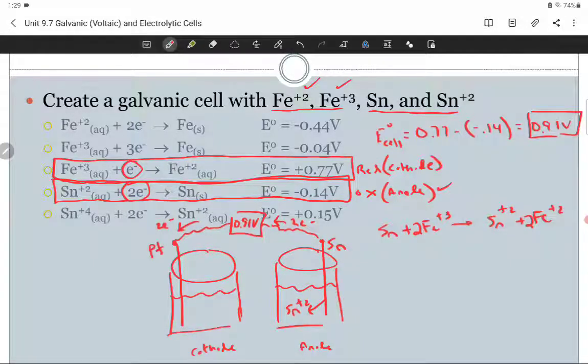We need iron plus 3 in there, 1 molar, and iron plus 2 in there, 1 molar. And it's the iron plus 3 going to iron plus 2, and it's happening at the surface of that platinum wire where the electrons are coming in. We're almost done, except we need our salt bridge. And you may remember that my go-to is potassium nitrate. And that would satisfy.